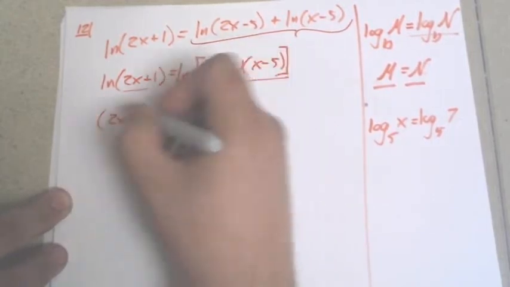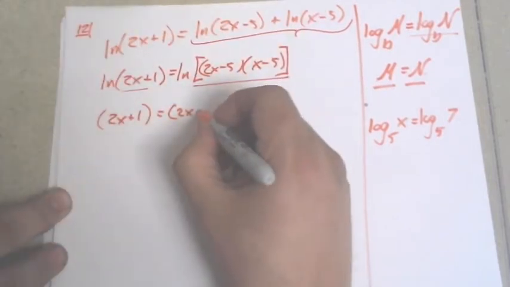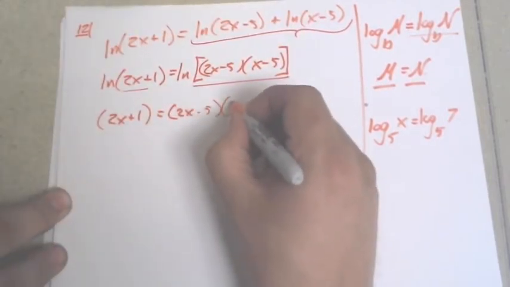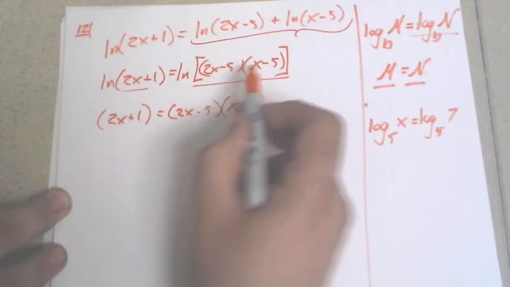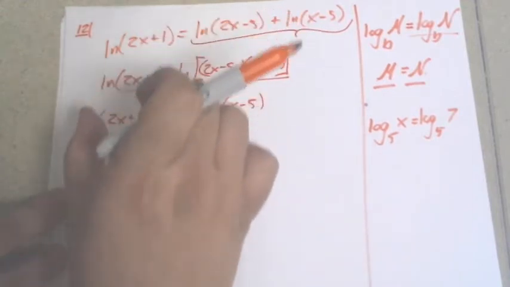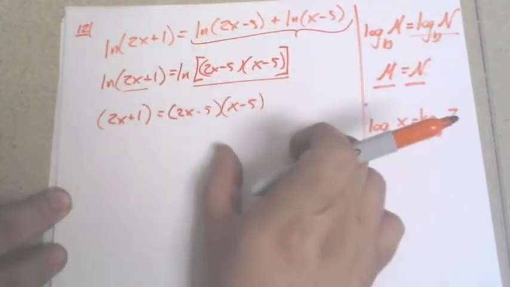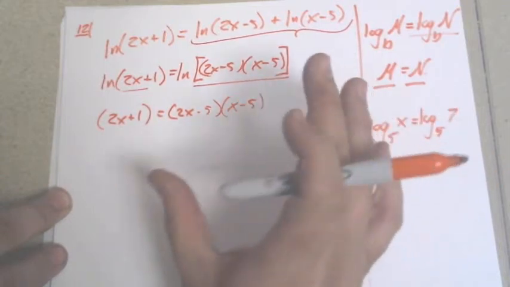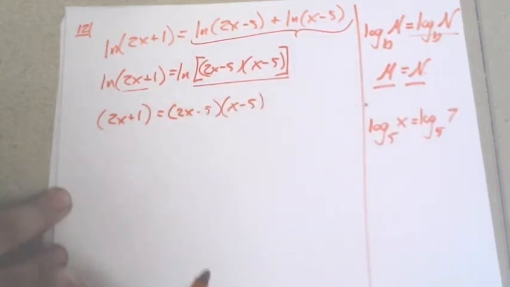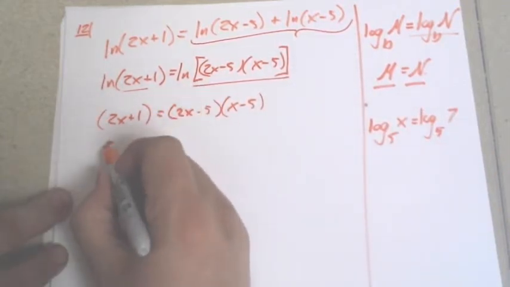Notice I'm not saying we cancel out the logs or drop the logs. I don't want you to think of it that way. If the two logarithms are equal, then we can pick up their arguments and set their arguments equal. It might seem like a subtle difference, but it's a much more accurate way to think about it.